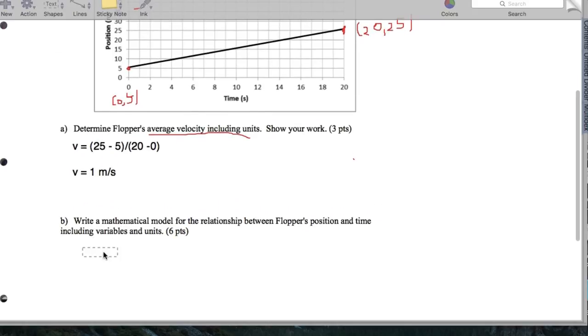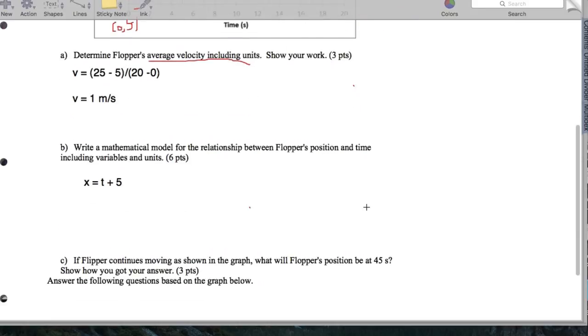Now we're going to write a mathematical model between Flopper's position and time, including variables and units. So here, we just use the slope-intercept form of the line to write down the position equation. So x, the position, is given by the velocity times the time, which is 1 times t. And then, of course, to know where we are, we need to know where we started from, which is the y-intercept of 5 meters. So that's rather grim.